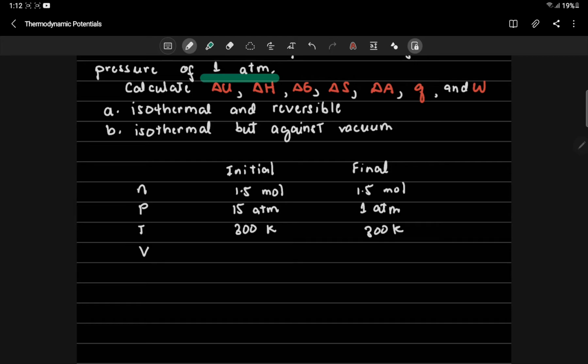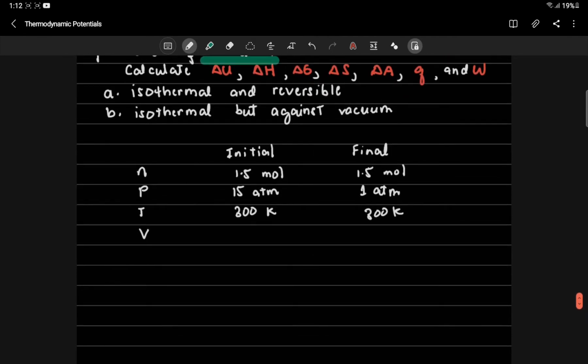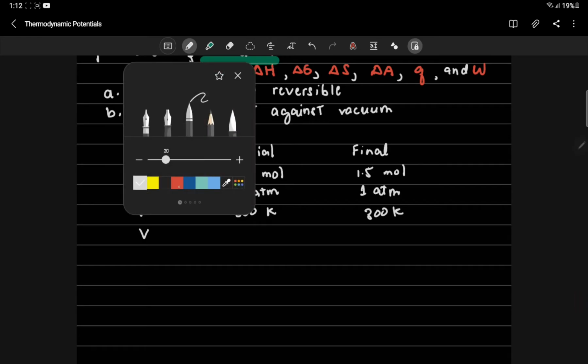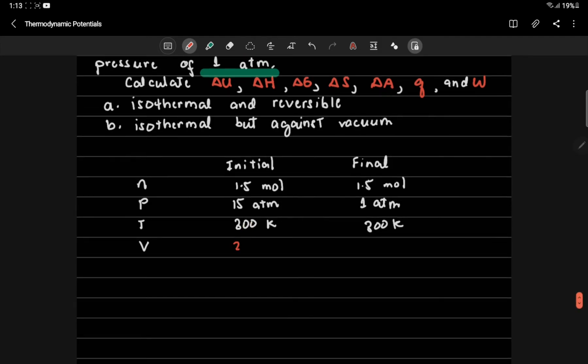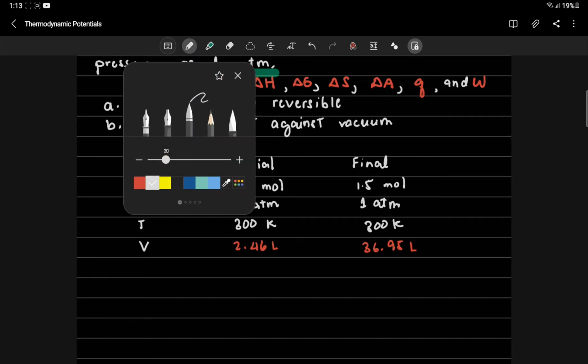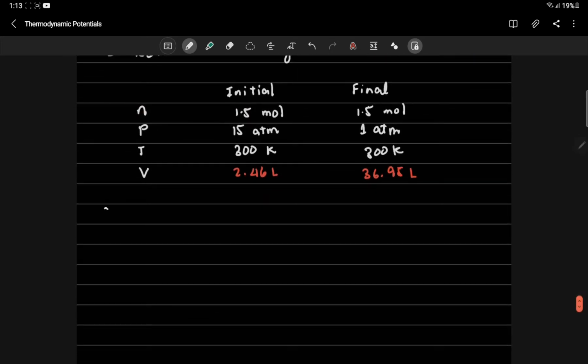So what you will do is you have to compute the volume. You can use the ideal gas equation kasi we're assuming here, or it's stated that the gas is ideal or perfect. So if you compute the volume using the perfect gas equation, ang makuha mo is 2.46 liters initially, and the final volume will be 36.95 liters. Kayo na bahalang mag-compute niyan. So let's consider the first question. Kapag isothermal and reversible yung process.